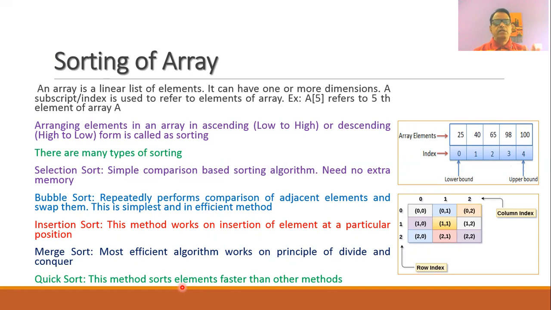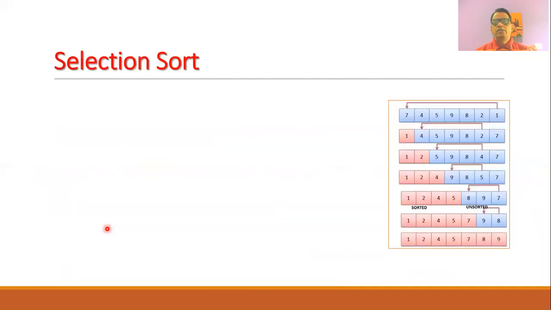As far as this session is concerned, we are going to discuss in detail the algorithms for selection sort, bubble sort, and insertion sort. We will see what these methods are, how the elements are arranged, their algorithms and corresponding C programs. So now let us go to the first method, which is called the selection sort method.